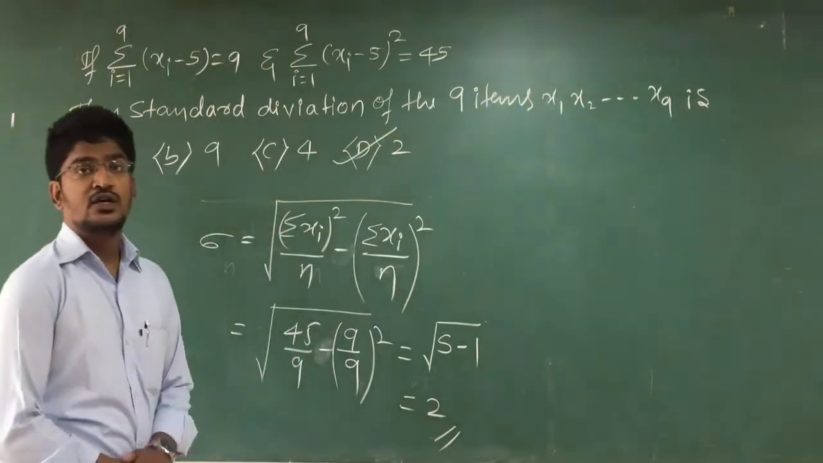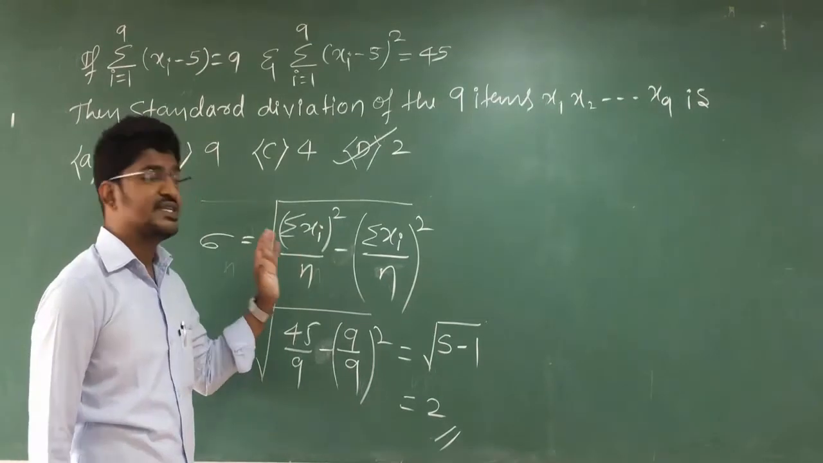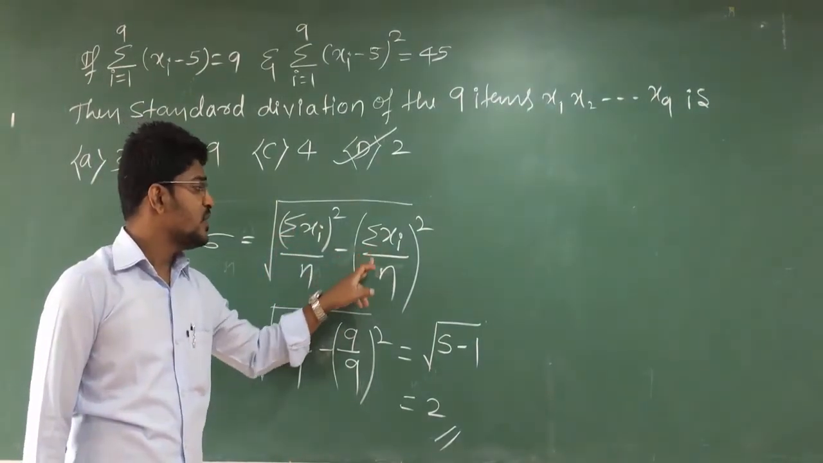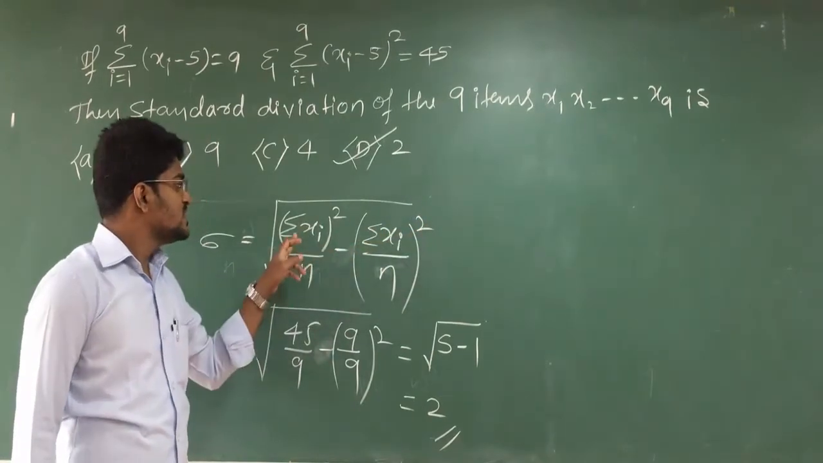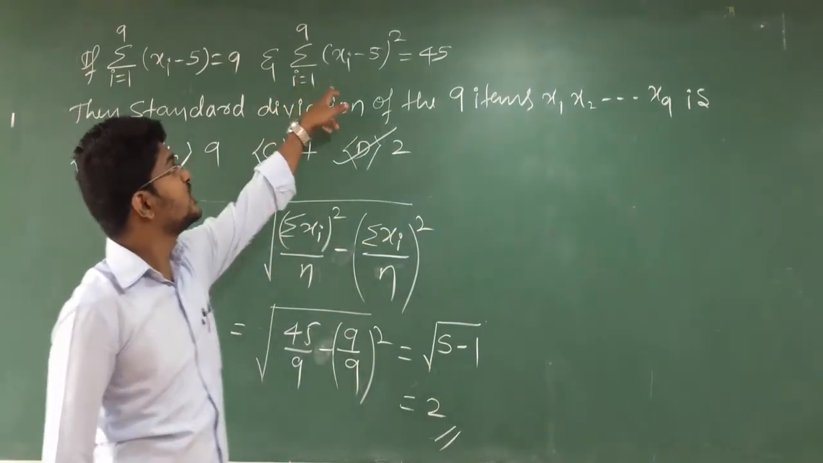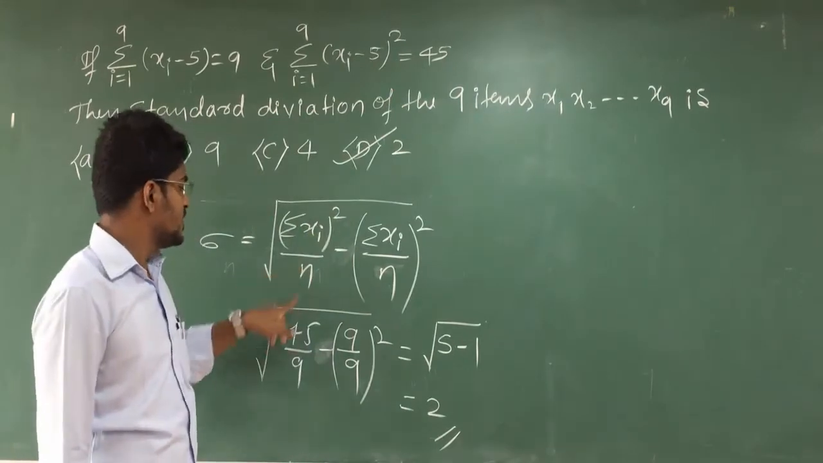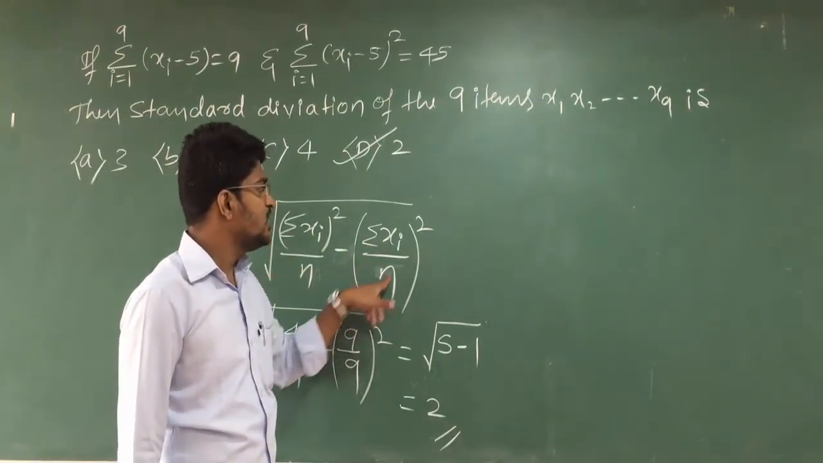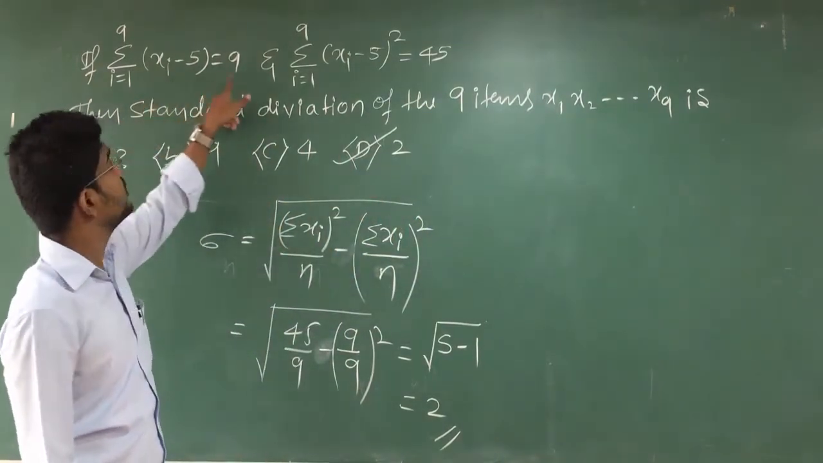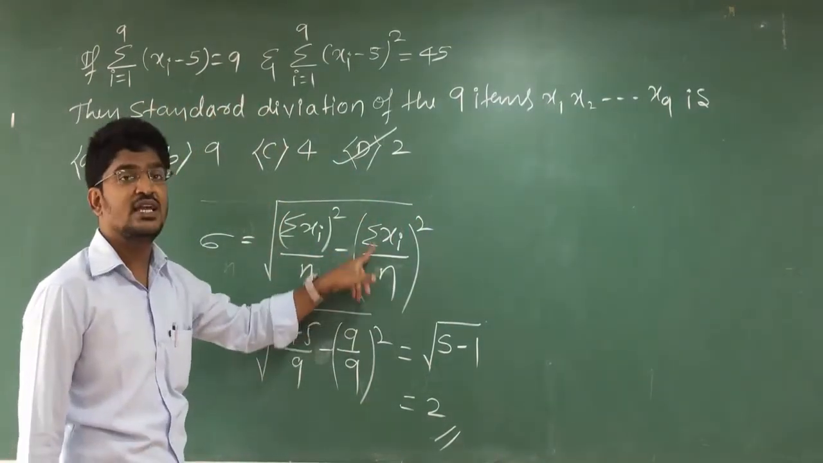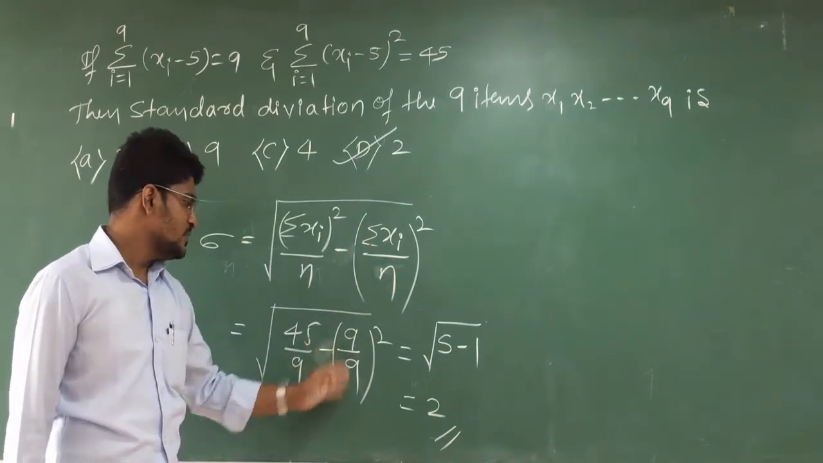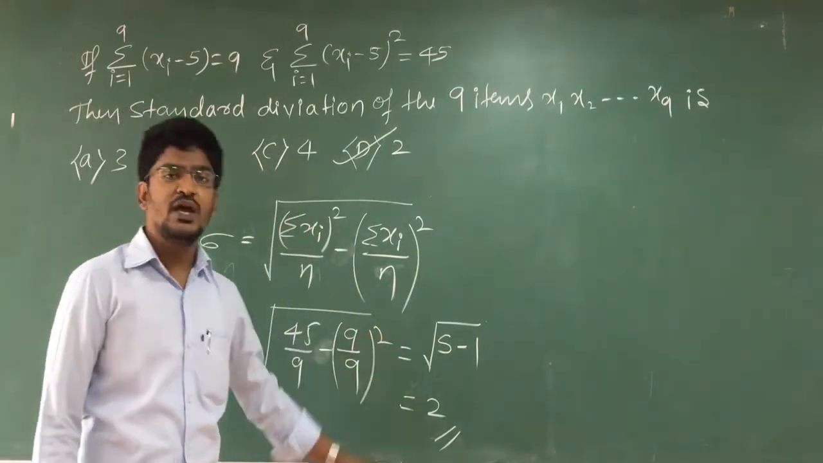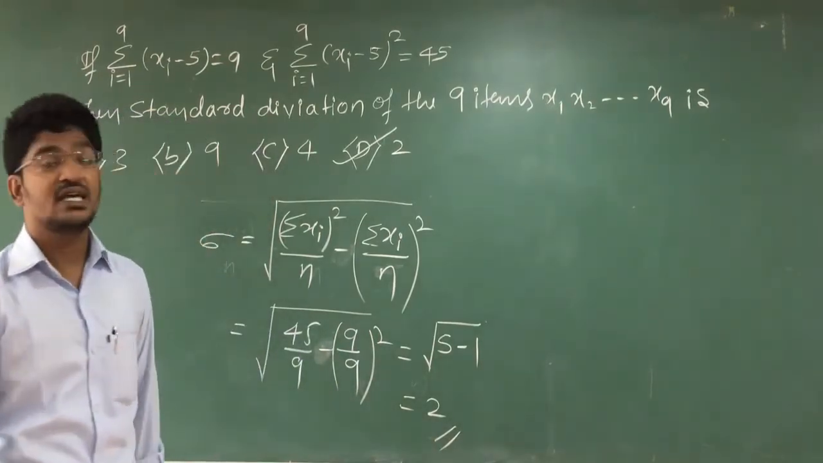Clear, students? So please remember this formula for standard deviation, that is summation of xi square by n minus summation of xi by n whole square. Clear? So this is summation of xi square. Summation of xi square is 45, so I will write 45 divided by n value, which is 9, minus summation of xi divided by 9 whole square. Summation of xi is how much? 9. N value is 9. 9 by 9 whole square, so this will be 1. 5 minus 1 will be 4. Root of 4 will be 2. So 2 is the correct answer.